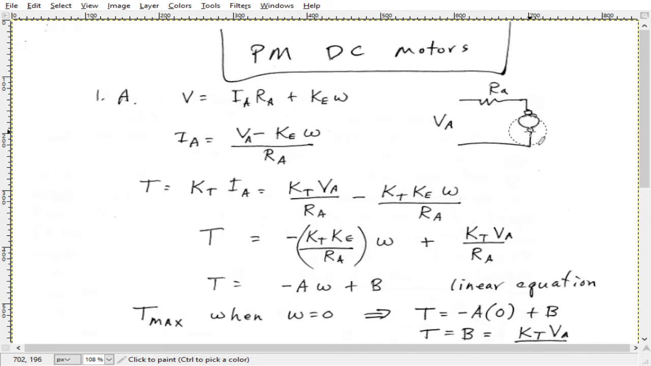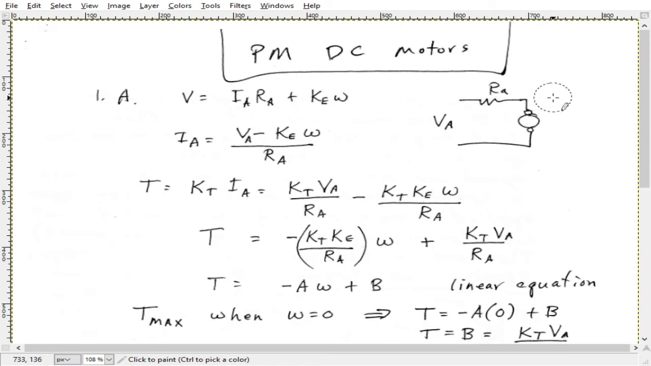But as the motor starts to rotate, this creates a voltage, and this voltage tends to oppose this. So now the voltage across the armature resistance is this voltage here minus the voltage generated across there, and as a result you have less current. So the faster this rotates, the less current is actually flowing in the motor.